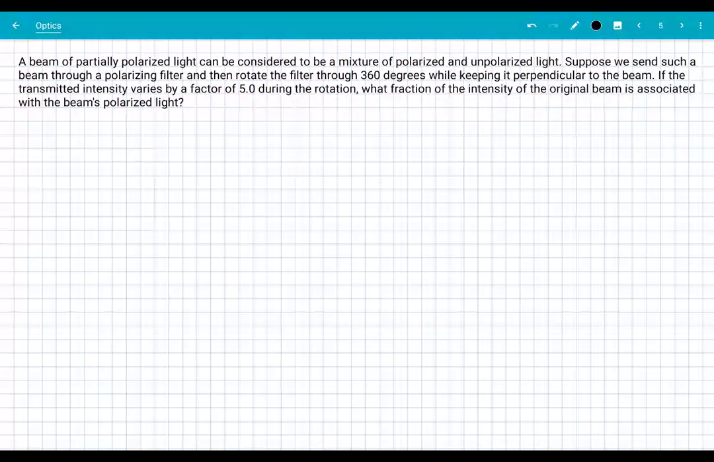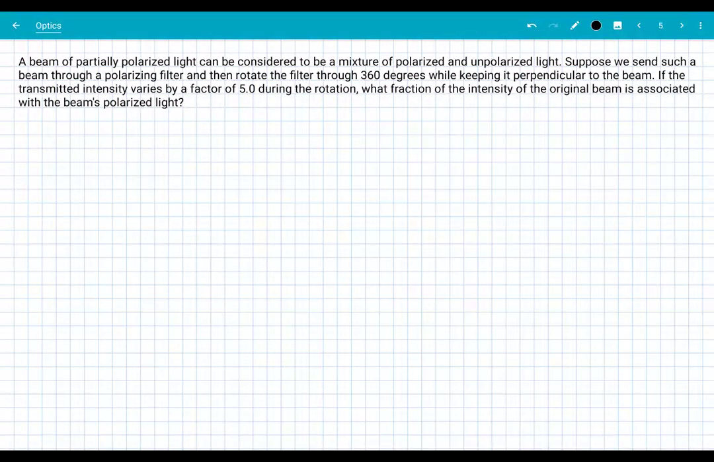So this question says, suppose we send such a beam through a polarizing filter, then rotate the filter through 360 degrees while keeping it perpendicular to the beam. Okay. If the transmitted intensity varies by a factor of 5 during the rotation, what fraction of the intensity of the original beam is associated with the beam's polarized light?